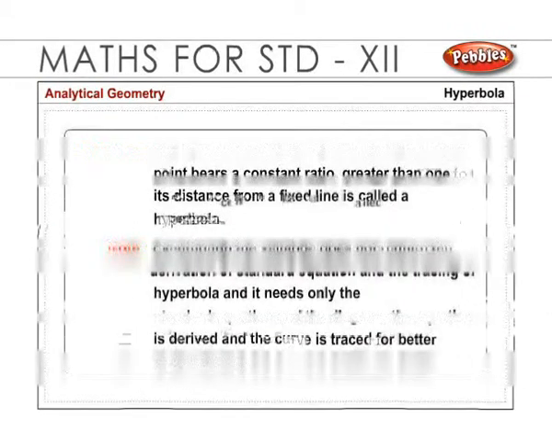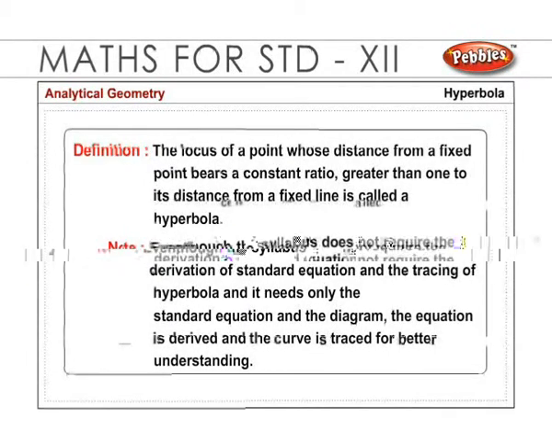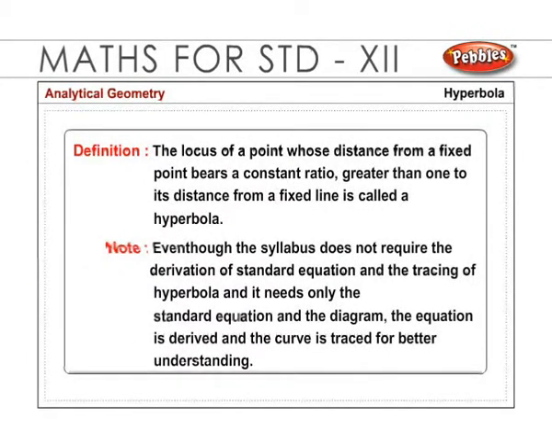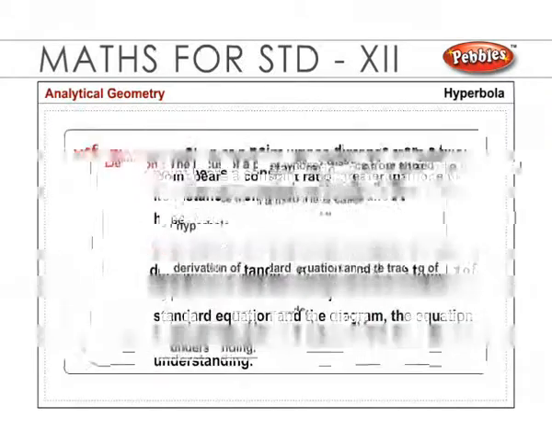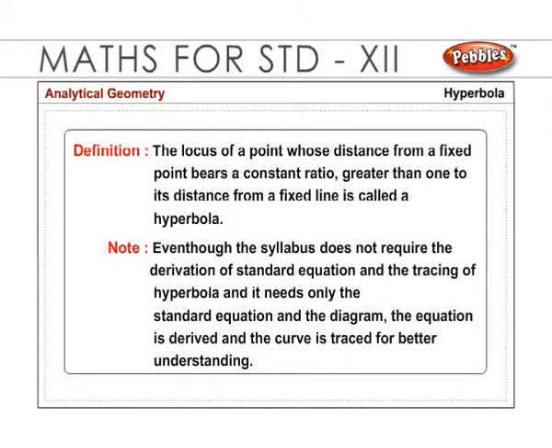For this example, simplifying the equation of a point whose distance from a fixed point has a constant ratio greater than 1 to its distance from a fixed line, we get (y plus 2) the whole squared by 9 minus (x minus 2) the whole squared by 4 is equal to 1. Clearly, the transverse axis is along the y-axis and the conjugate axis is along the x-axis. Thus, the transverse axis is x minus 2 is equal to 0, and the conjugate axis is y plus 2 is equal to 0, called a hyperbola.